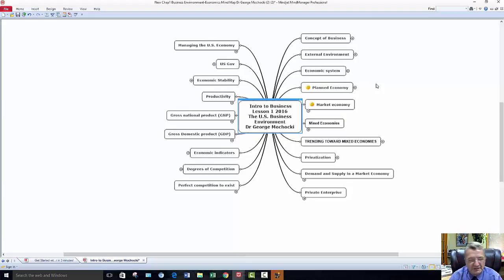Economic indicators: recession, unemployment, consumer price index, various indicators that will indicate where the economy is going. Gross domestic output, you know, gross national, that shows in the factors of production. It doesn't have to be local, it could be outside. We talked about productivity, we talked about economic stability, we talked about the U.S. government, you know, monetary and fiscal policy, and I think that should tie in here. I'll leave it separate, but it could be tied in with the government, which is managing the U.S. economy.